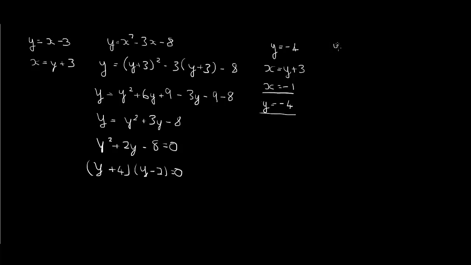Now for the solution where y equals 2, again we'll substitute in the original linear equation, which is x equals y plus 3, and that will lead us to this solution. x equals 5, y equals 2. So we've got that point or that point.